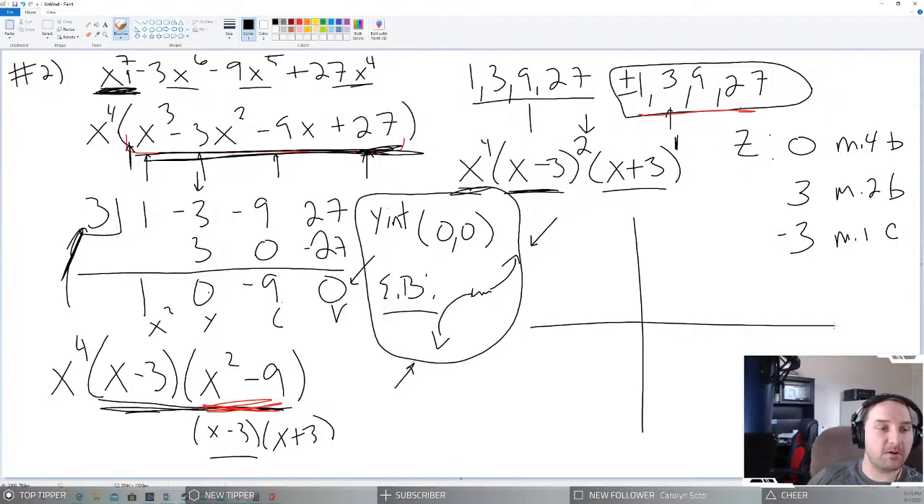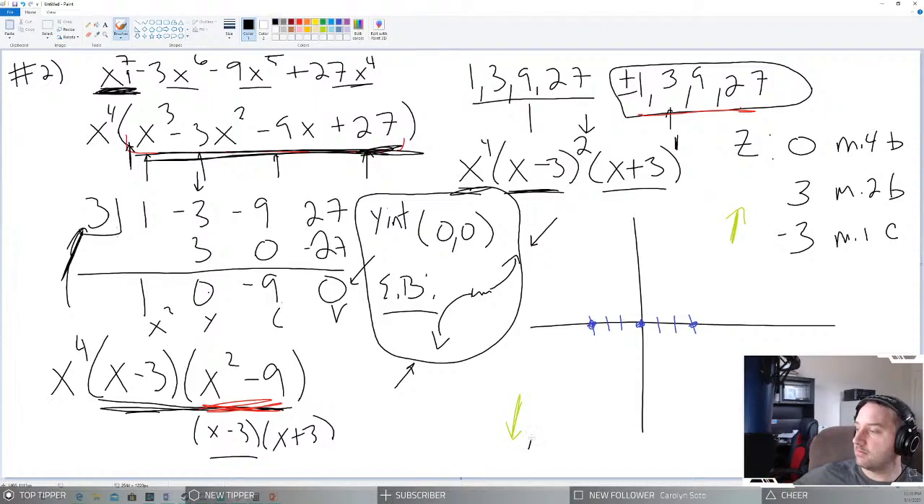So now I can start putting all this stuff here on the graph. My y-intercept is 0, 0. I'll do blue. Why not? My zeros are also 0, 3, and negative 3. And then my end behavior, I'll do it in this light color here. It starts down there, and it's going to end up there. So I know where I need to start and then where I need to end up.